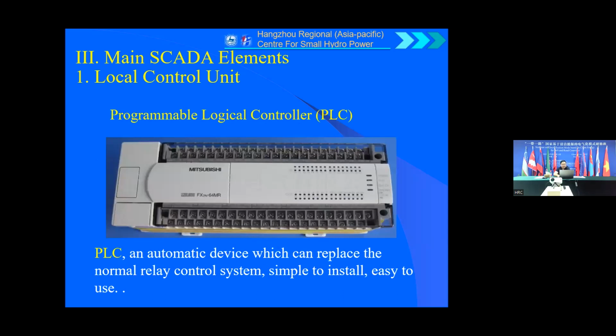Okay, the most important part of the LCU is the PLC. A PLC is an automatic device which can replace the normal relay control system. Simple to install, easy to use. Compared with the modern system and the older computer system, the biggest change in the SCADA system is that we use PLC. We use the PLC to replace all these transistors and relays.